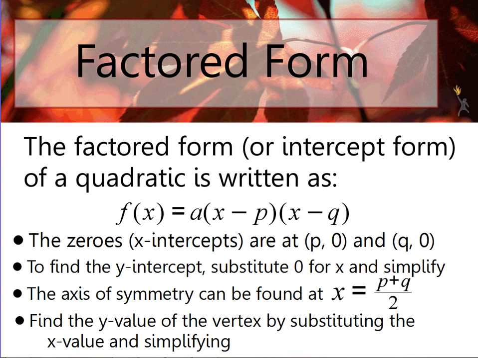This time the axis of symmetry, if you can think about it for just a second, if I have an x and y axis and I have a parabola, sorry for the crude drawing here, if I have two zeros on my x-axis, my axis of symmetry is going to be exactly halfway between those 2 points. So to find my x value for the axis of symmetry, I'm going to take the average of my two x-intercepts p and q. P plus q divided by 2 will give me my axis of symmetry.